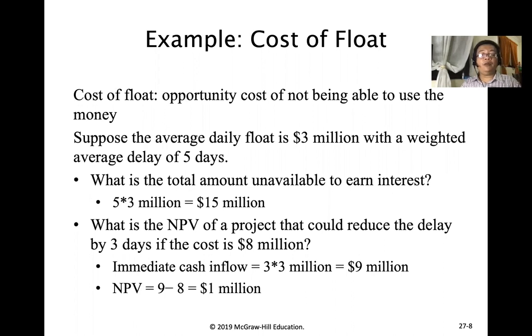What is the net present value of a project that could reduce the delay by 3 days if the cost is 8 million? So immediate cash inflow here, of course, you have 3 days, di ba? Reducing it from 5 days to 3 days, so 3 days na lang. 3 days times 3 million, you have 9 million. Okay? So the net present value niyan, of course, 9 million, ito na yung na-reduce natin, 9 million minus 8. Ano yung 8 million? The 8 million is the cost of reducing it to 3 days.